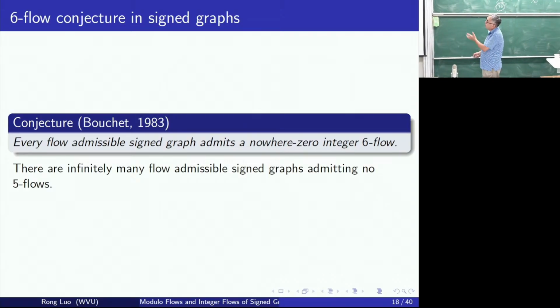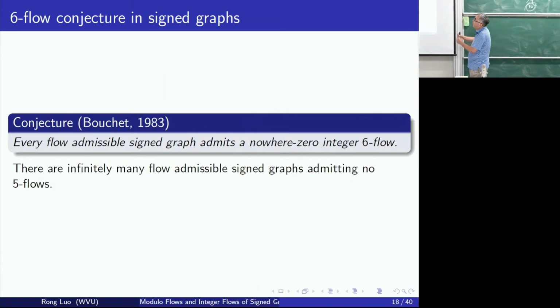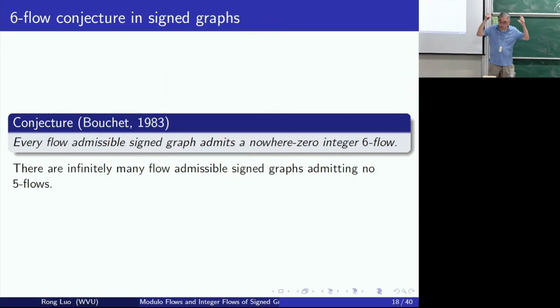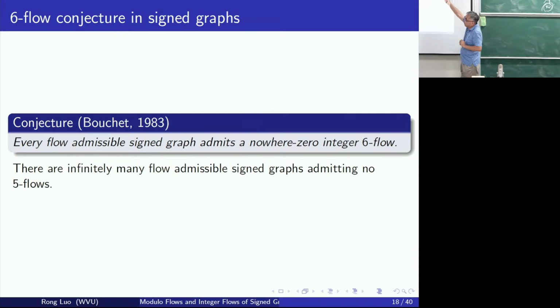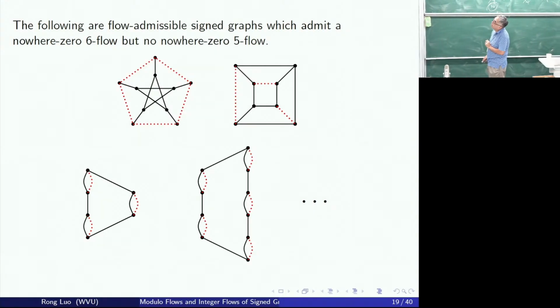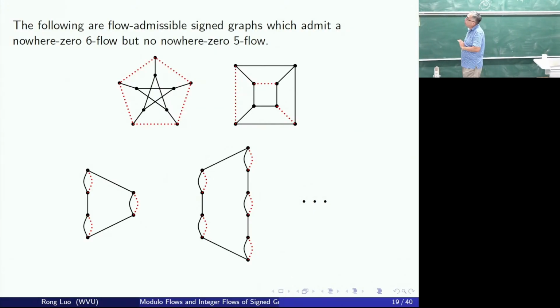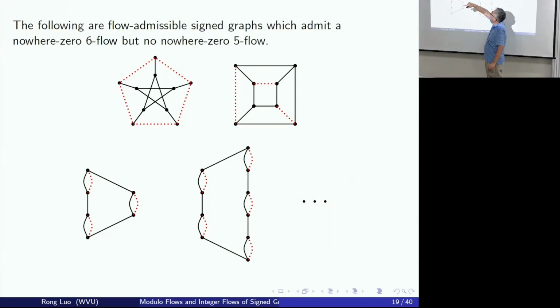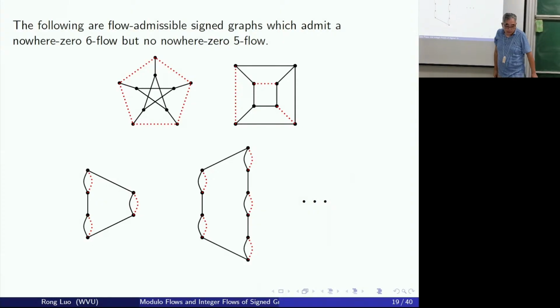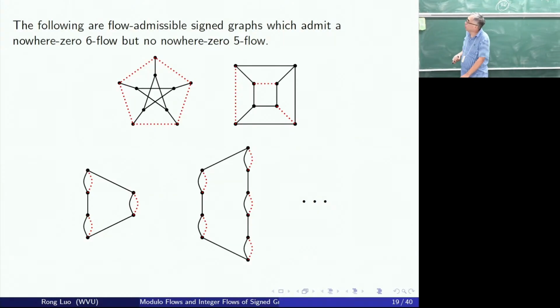In his paper he only found one graph, the Petersen graph I just showed you, which does not have a nowhere-zero 5-flow. That means the flow index of that graph is 6. That's why he used the 6-flow here. That's the only graph he had at that time. But right now we have infinitely many signed graphs which have nowhere-zero 6-flow but no nowhere-zero 5-flow. So this is the Petersen graph, found by Bouchet. This one is the Q. We can see that we have 3 negative edges, and it says they just used computer search. I don't know how that is.